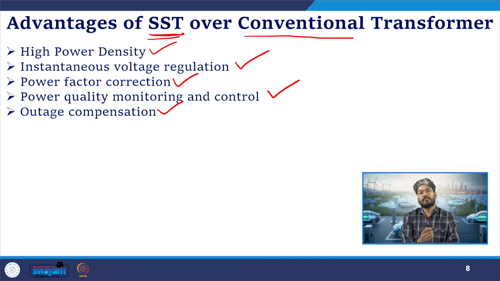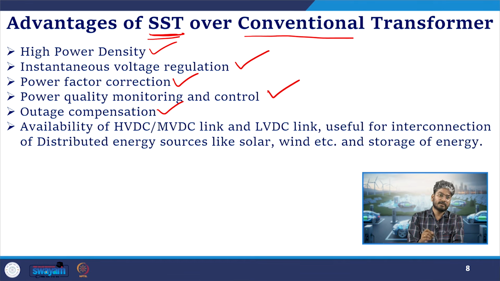Our grid always falls short of reactive power. So we want a converter or some subsystem of our grid to support the grid by supplying reactive power. That can be done by our SST. That is the meaning of outage compensation.